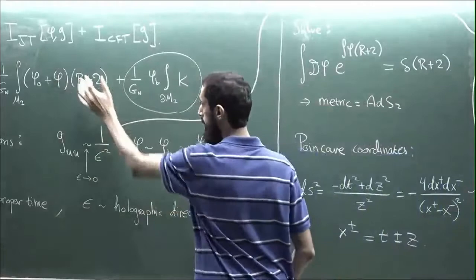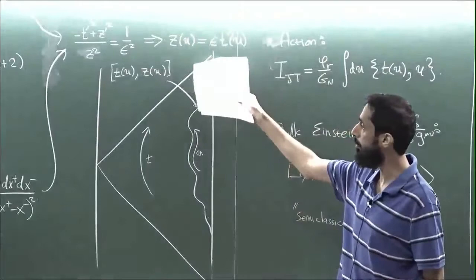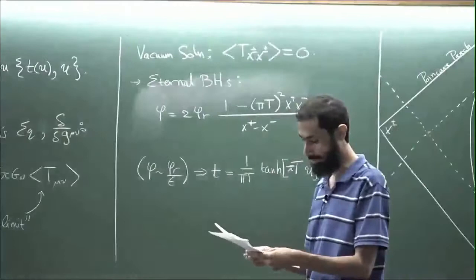And plugging this formula into K, one ends up with this expression. So this is how you derive the Schwarzian action. That's what this thing is called.